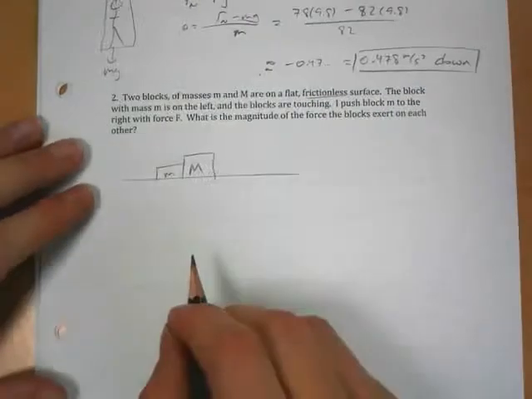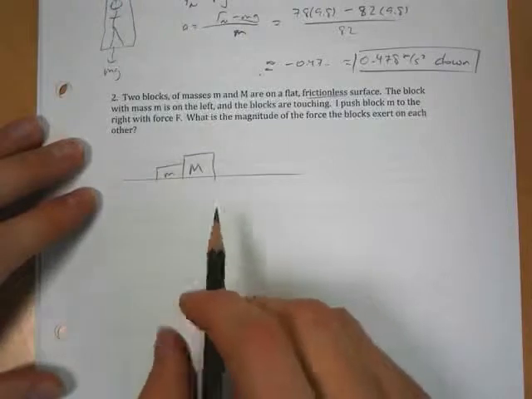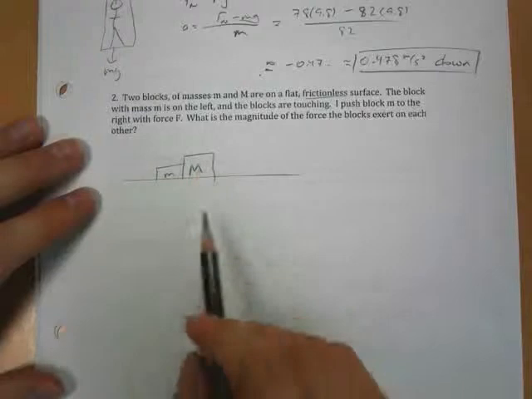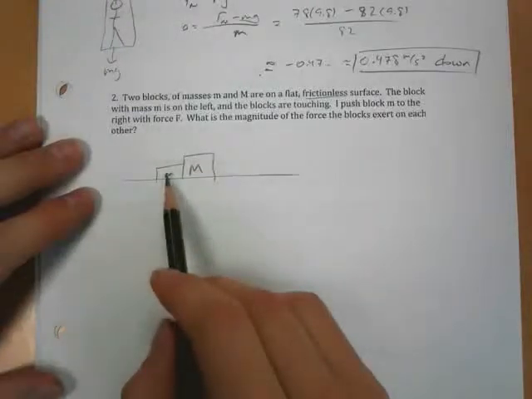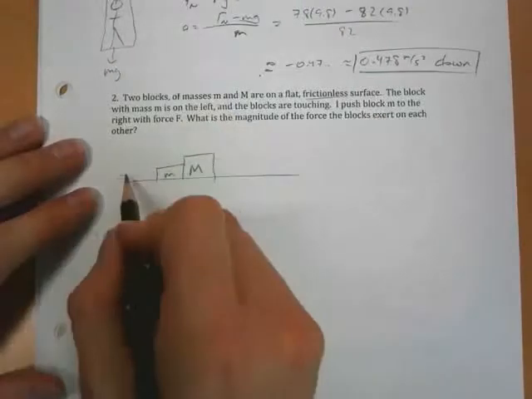Soon we'll learn about friction, and our surfaces will not be frictionless. The block with mass m is on the left. The blocks are touching. Push block m to the right with force F.